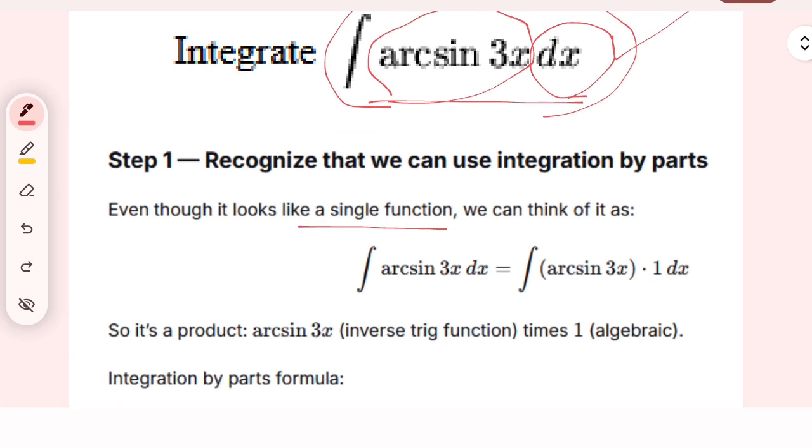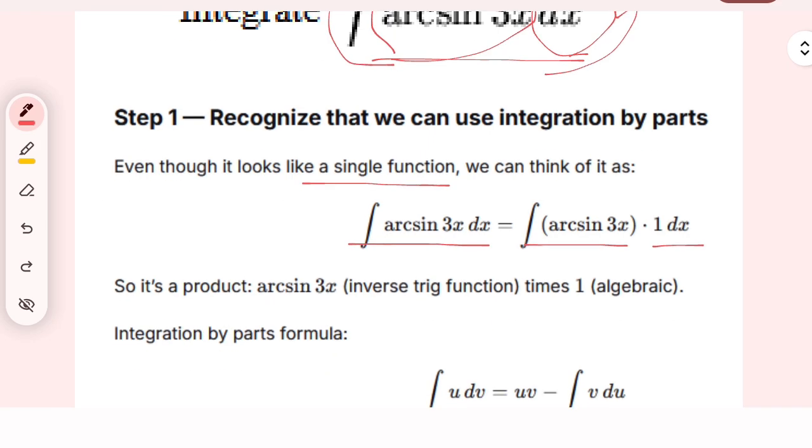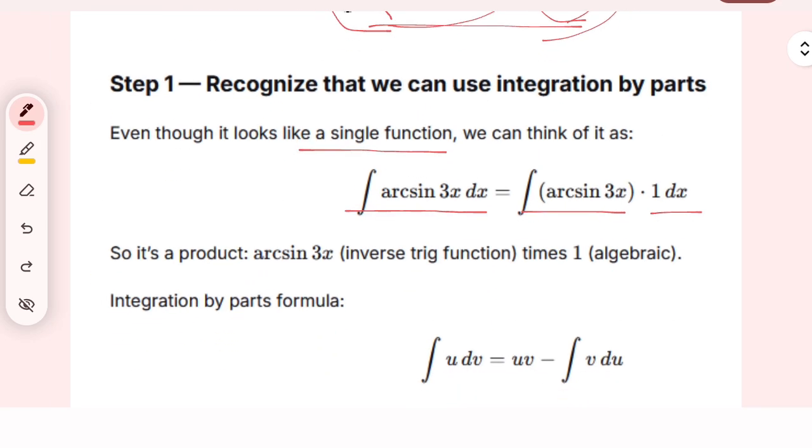Since we have two functions there, we can actually rewrite it like this. If this is the original function, you can write it as this is the first one, and look at the second one, times 1 dx, or simply dx, right? So its product is arc sine 3x, which is an inverse trigonometric function. I want you to always review your inverse trigonometric functions first. You multiply it with 1, which is an algebraic function, 1 dx.